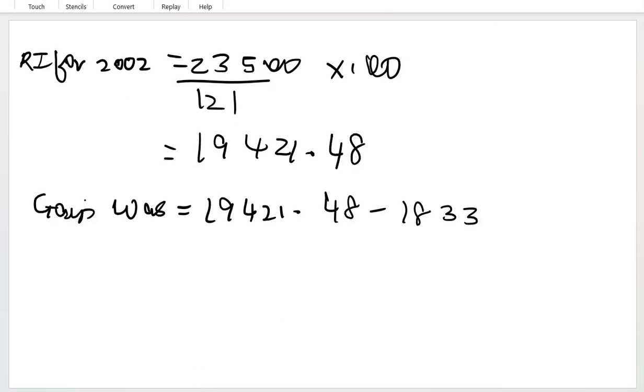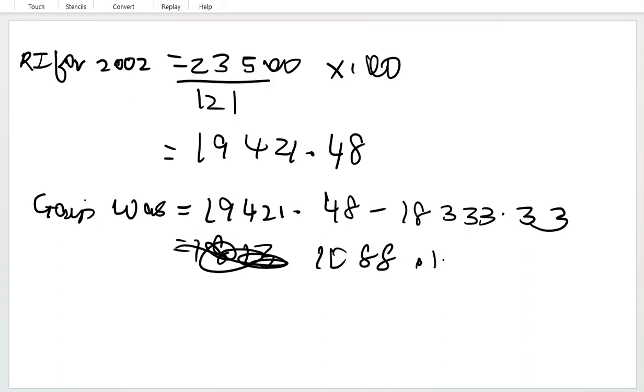18,333. Basically you have to subtract 18,333.33, and this will give us the answer. So you'll get the gain as 19,421 minus 18,333, which is 1088.15. This was the gain.